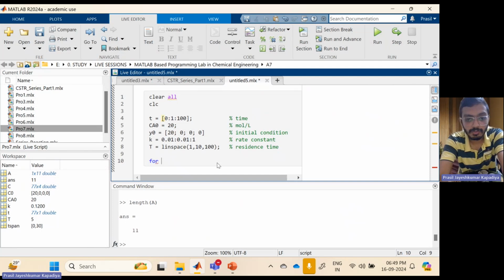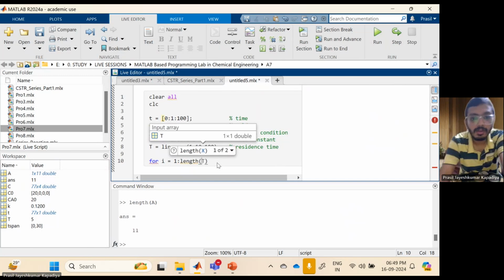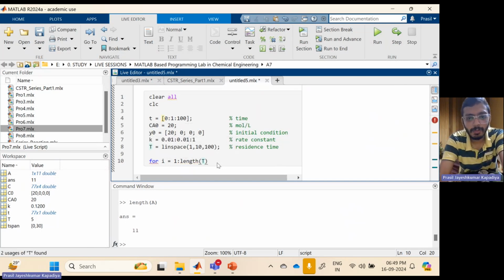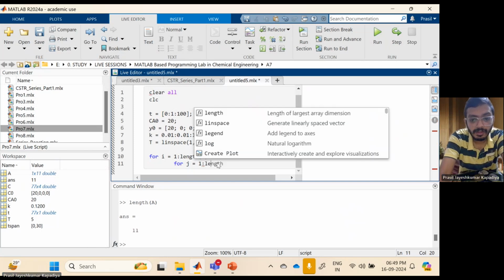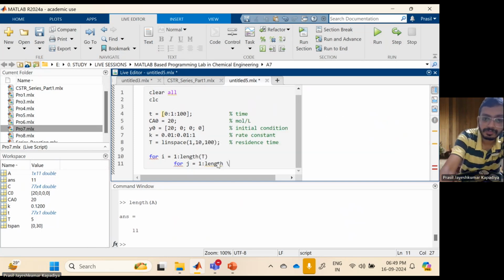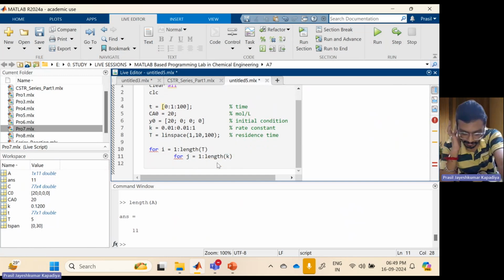I is equal to small i, for i is equal to 1 to length of T. That we already know, but let's do it in that way, or we can directly write 1 to 100. And then for j is equal to 1 to length of K. Correct?